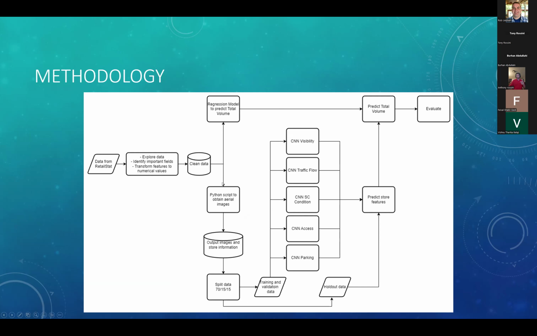The other branch is the deep learning branch. So from here, number one, we need to collect aerial images of the store. So that wasn't in the data. So we have to do that.